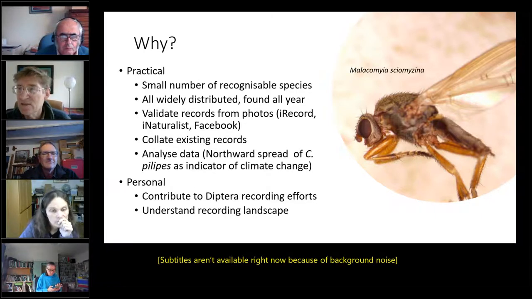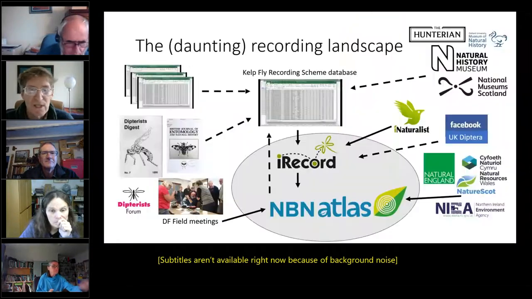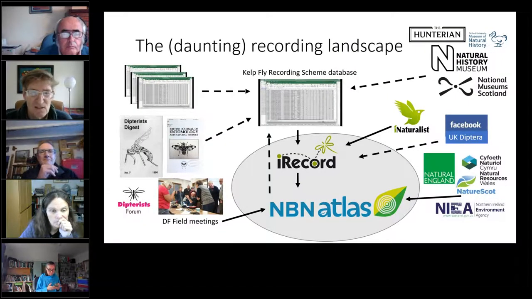So Zoe, could I have the next slide? What I thought I was getting myself into was kind of the bottom bit in the circle, so that I knew that there was this NBN Atlas and that people would put records into iRecord, and that my role would be to verify records and feed them into the atlas. And I now realize, a year on in my wisdom, it's a lot more complicated than that, obviously, as I'm sure you all know.